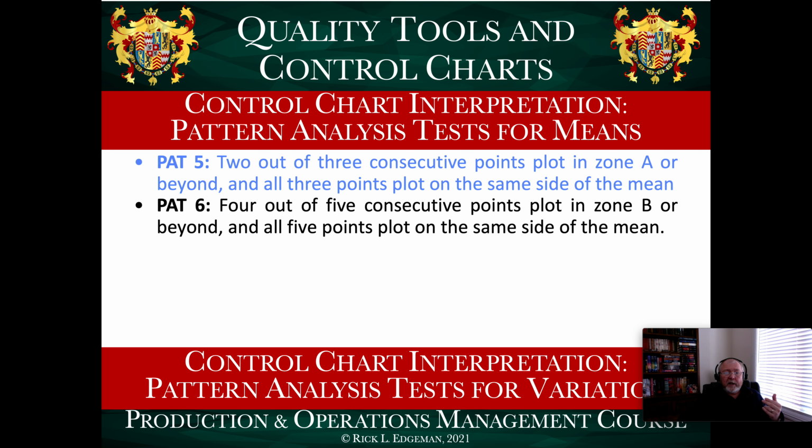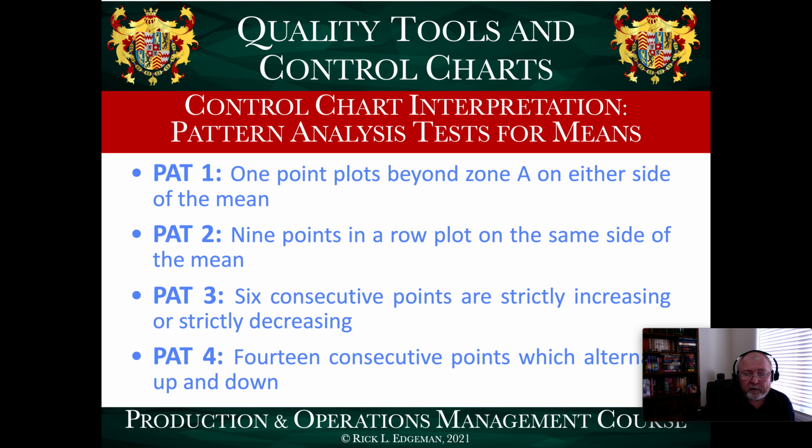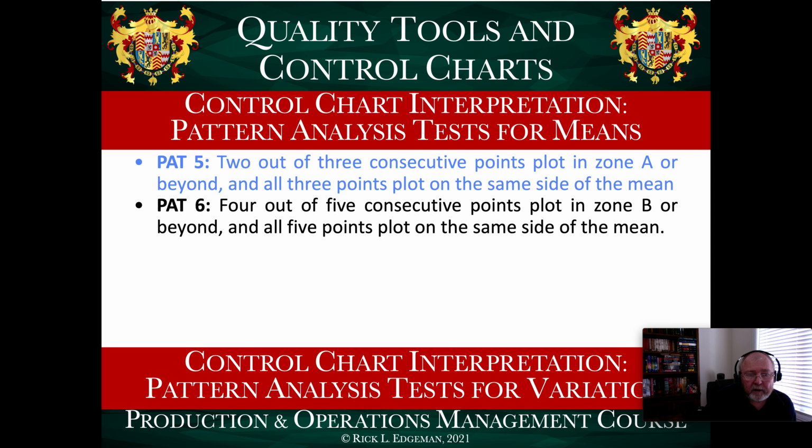I believe it was 1, let's see if it was 3 or 2. 1, then 5, then 6, then 2. Those all represent changes in the mean performance, the average performance level of the process. And they all represent changes in the mean.